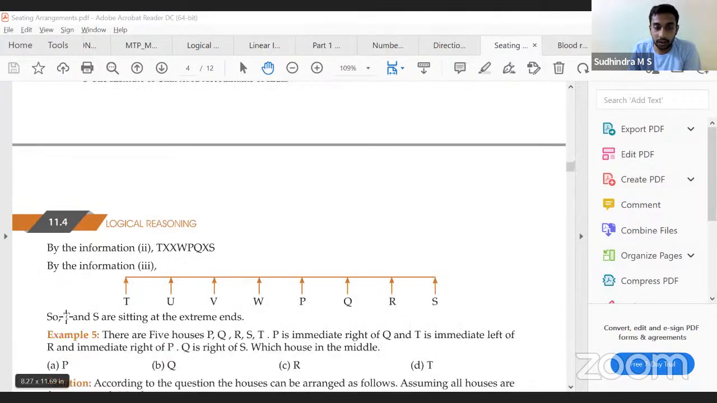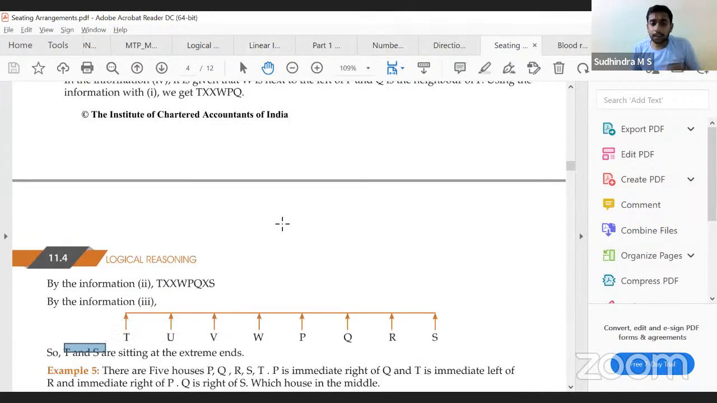Okay. There are 5 houses P, Q, R, S, T. P is immediate right of Q. T is immediate left of R and immediate right of P. Q is right of S. Which house is in the middle? P is in the middle.